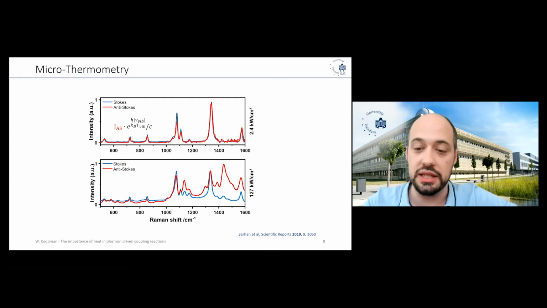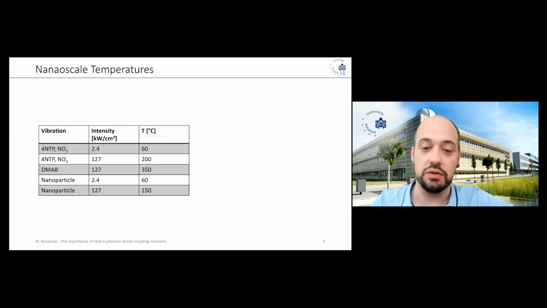For a higher intensity, we see two things. First of all, the reaction starts running. So we see these DMAB peaks over here and here. But we also see that the DMAB has a much higher temperature, obviously, than the reactant. So the product has a higher intensity than the reactant. That's quite interesting.